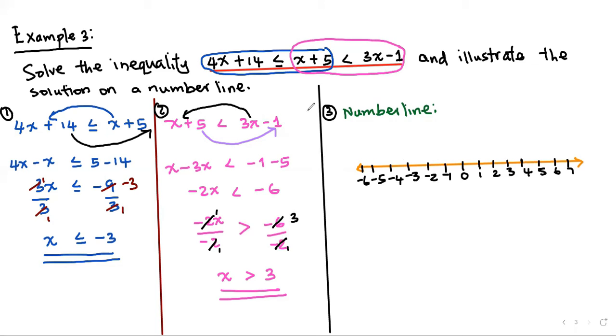have -6 that side. Now, let us show x is less than or equal to -3. Because we have got less than or equal, it implies that we are going to use a closed circle. Now we go at -3, we get a closed circle. Since it is less than or equal to, it implies that we are going to go to the left.